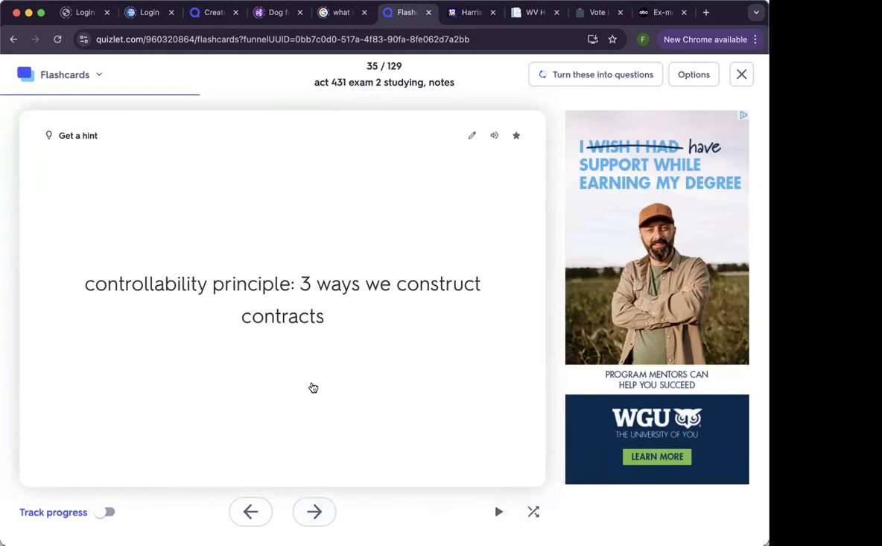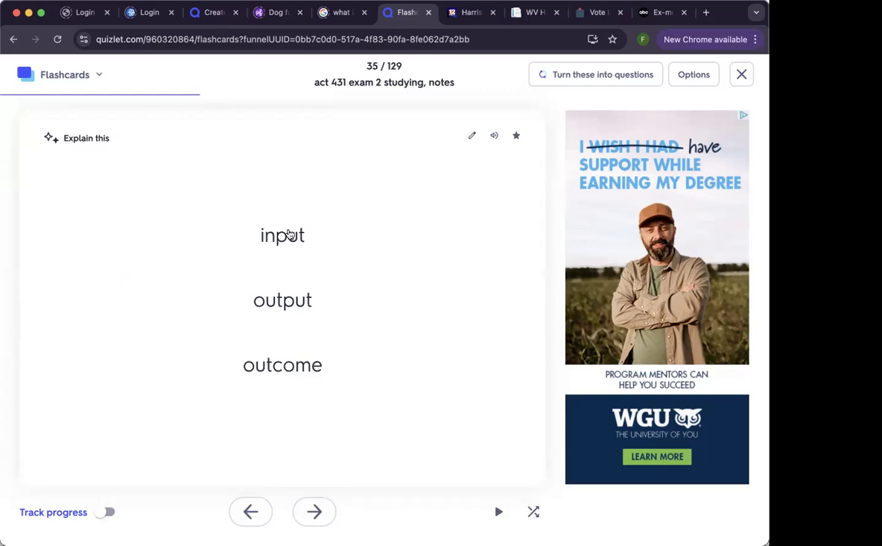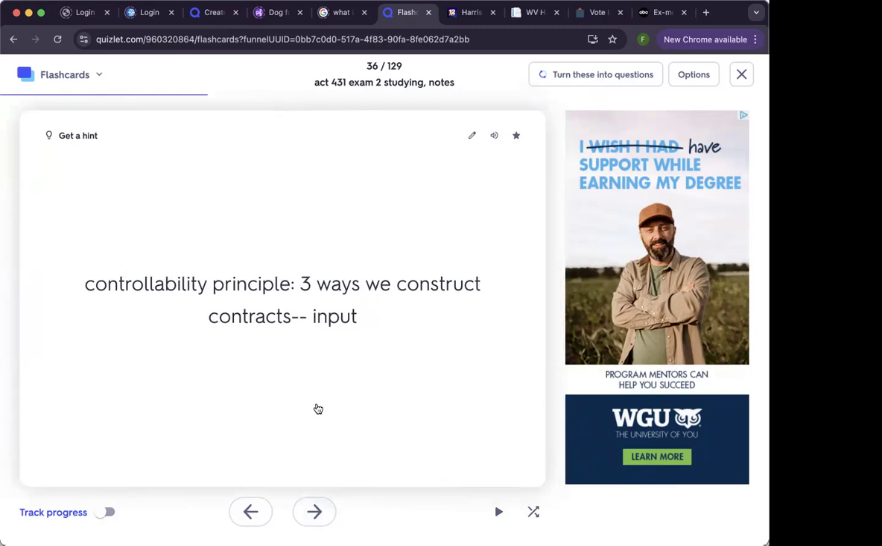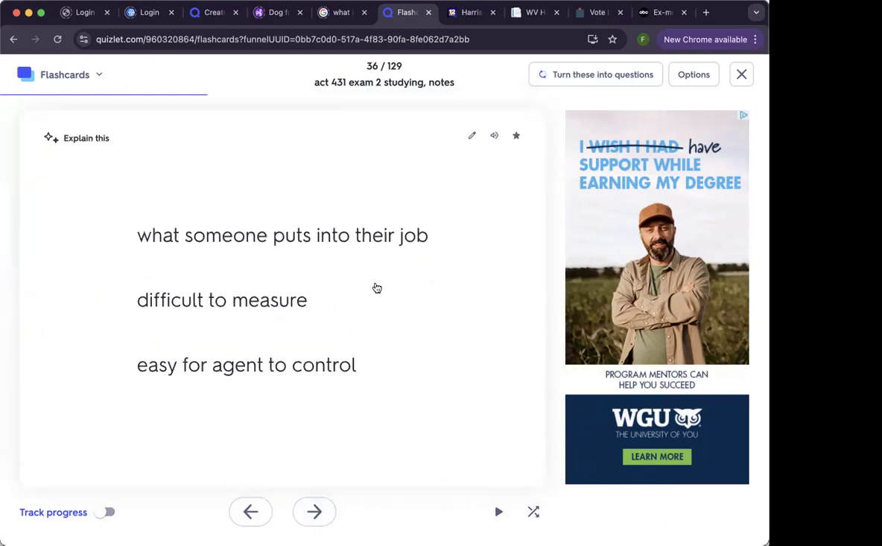Controllability principle, three ways we construct contracts in this manner then. Using input, output, or outcome. Input. What someone puts into their job. It's difficult to measure, but it's easy for the agent to control. Like, if you're taking an online class, sure, it's hard for the professor to see how many hours you actually put into taking that online class, but it's easy for you to decide how much effort you're willing to put in.